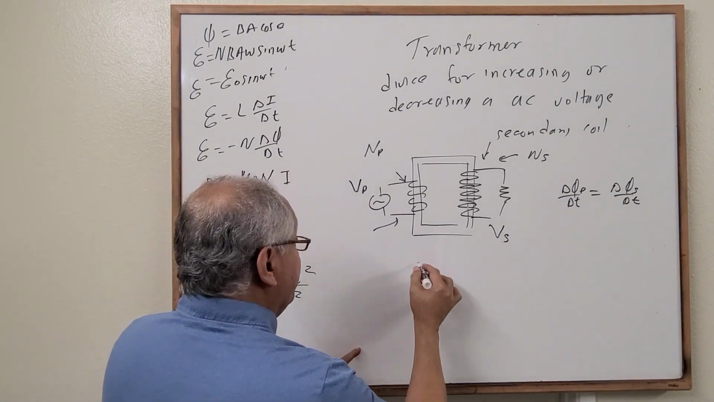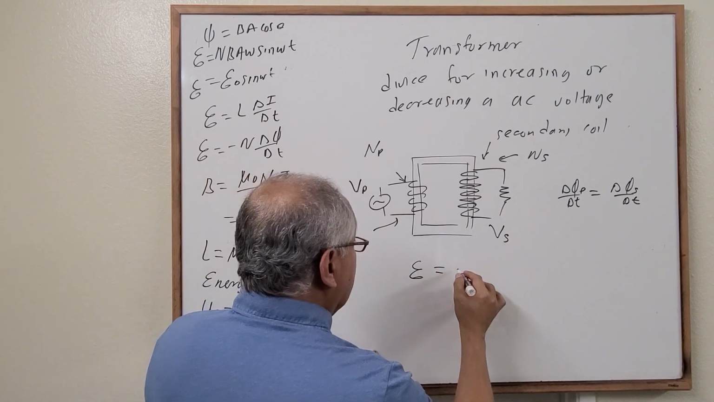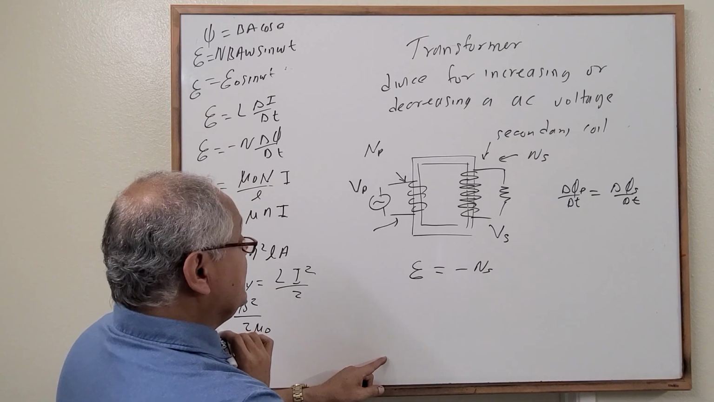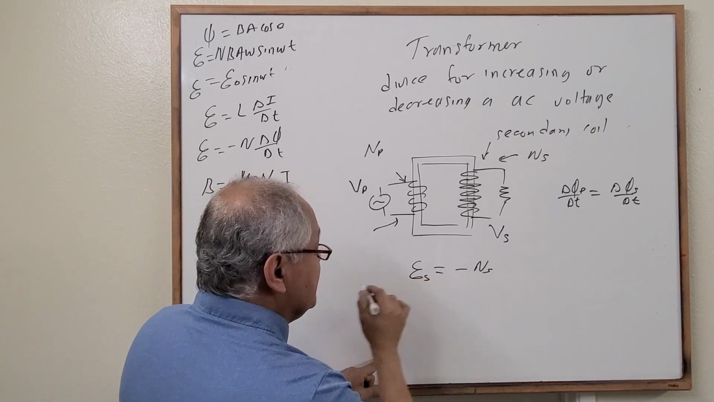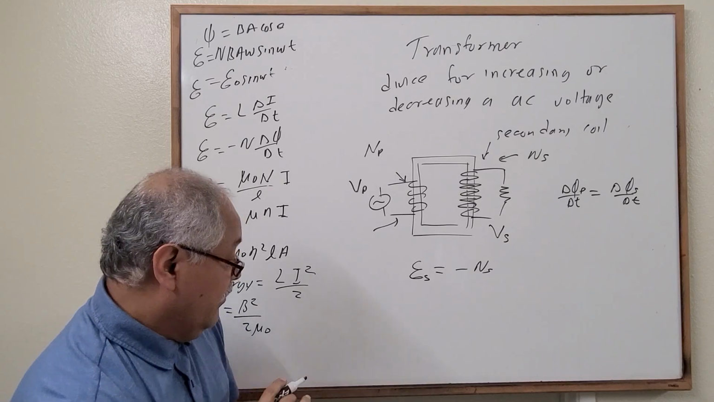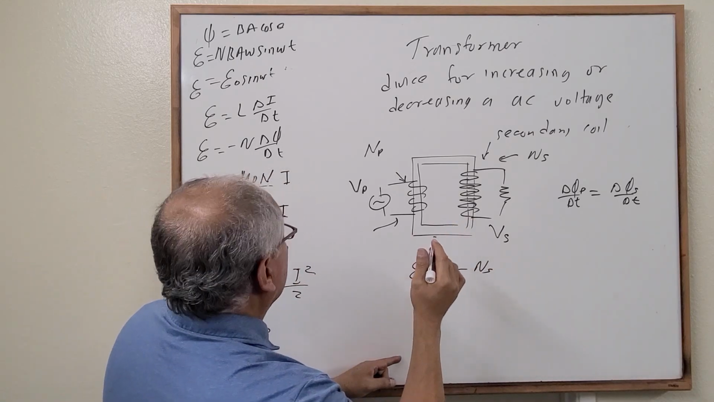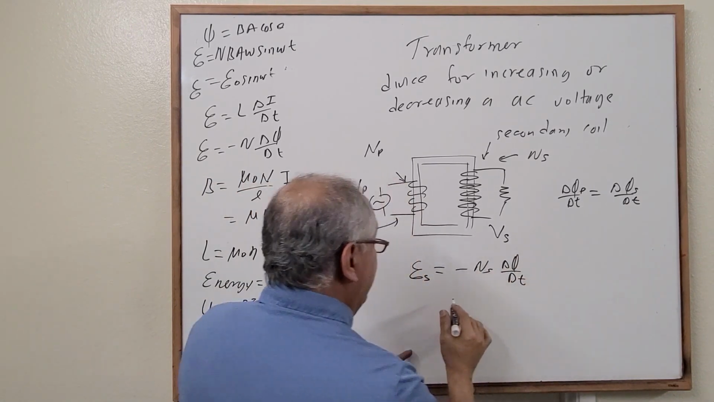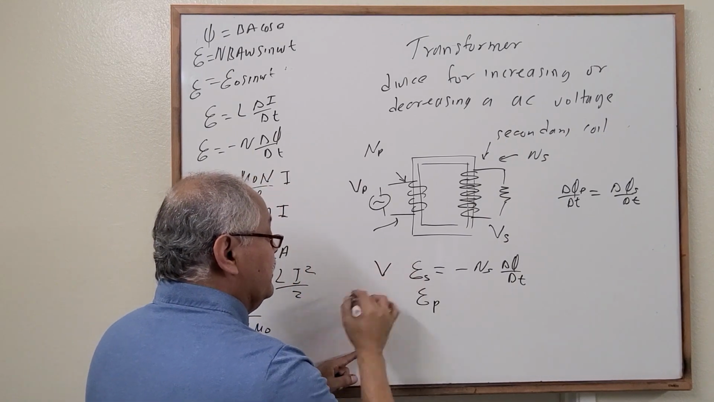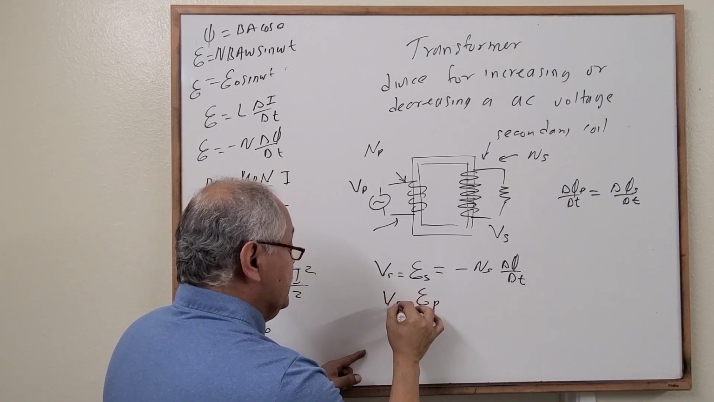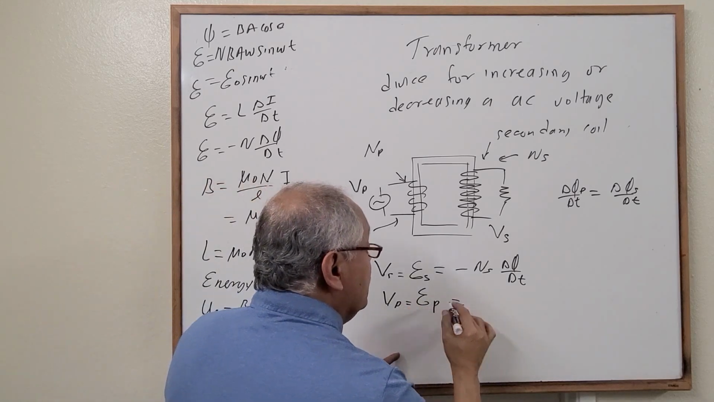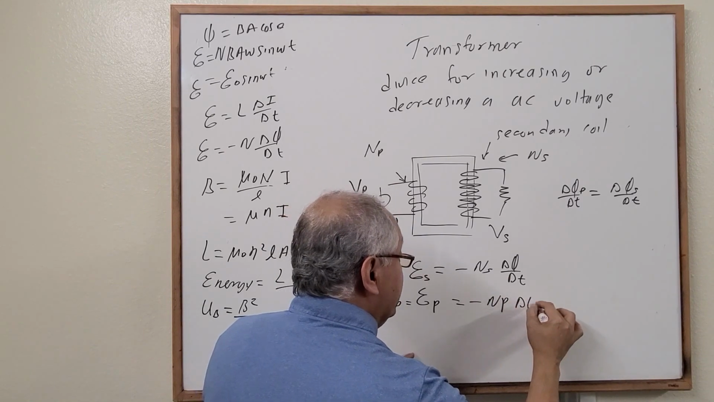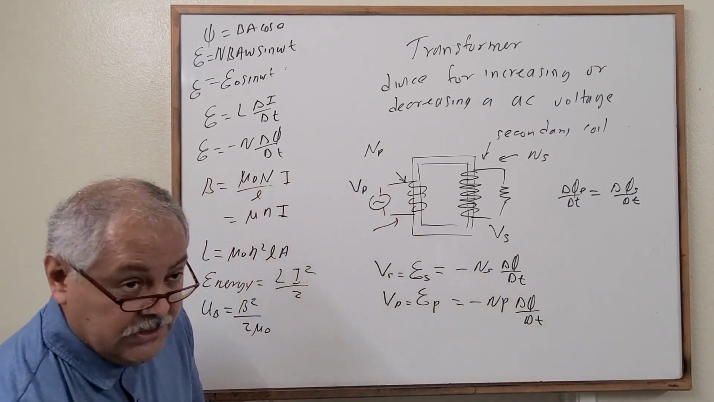It's going to be again the electromotive force is equal to negative NS times the change in the magnetic flux. This is the electromotive force for the secondary coil. The same thing happens to the primary. Also, we can use voltage. Voltage is equal to negative NP, the number of turns in the primary coil, times this change in the magnetic flux.